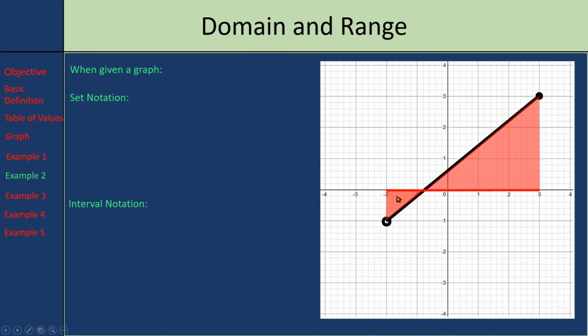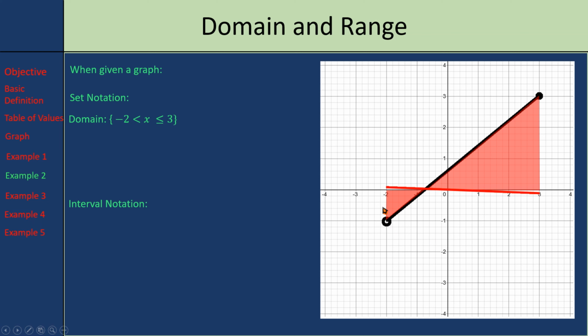Okay. And does it include -2? No, because there's an open dot here. Does it include 3? Yes, because there's a closed dot here. Okay, so my domain in set notation, remember the braces, right? So my domain is going to be -2 and it goes up to 3, and my x is larger than -2. I don't have an equal sign here because it's an open dot. And then over here I have 3 and it's equal to because it's a closed dot.